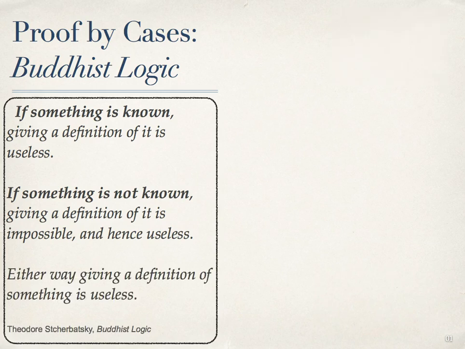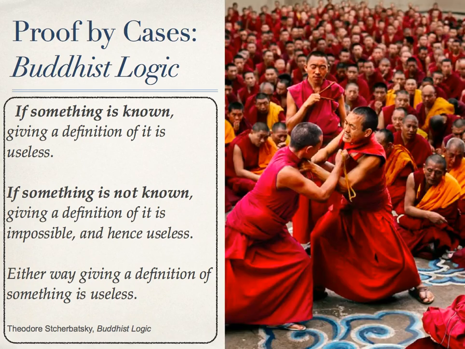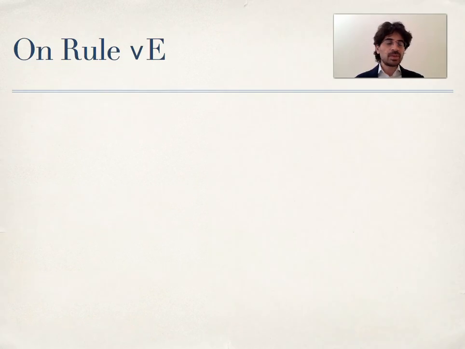Therefore, from either of the two cases, it follows that giving a definition of something is useless. The two examples that we have seen, one from Alice in Wonderland and one from Buddhist logic, are examples of proof by cases. They go through two different cases and they show that from each of them the same conclusion follows.